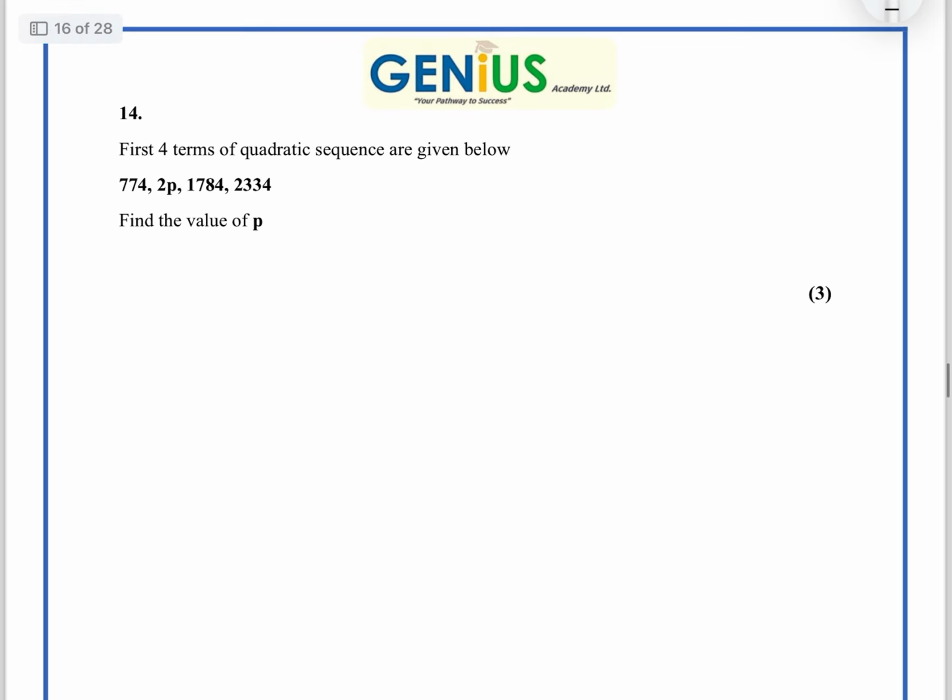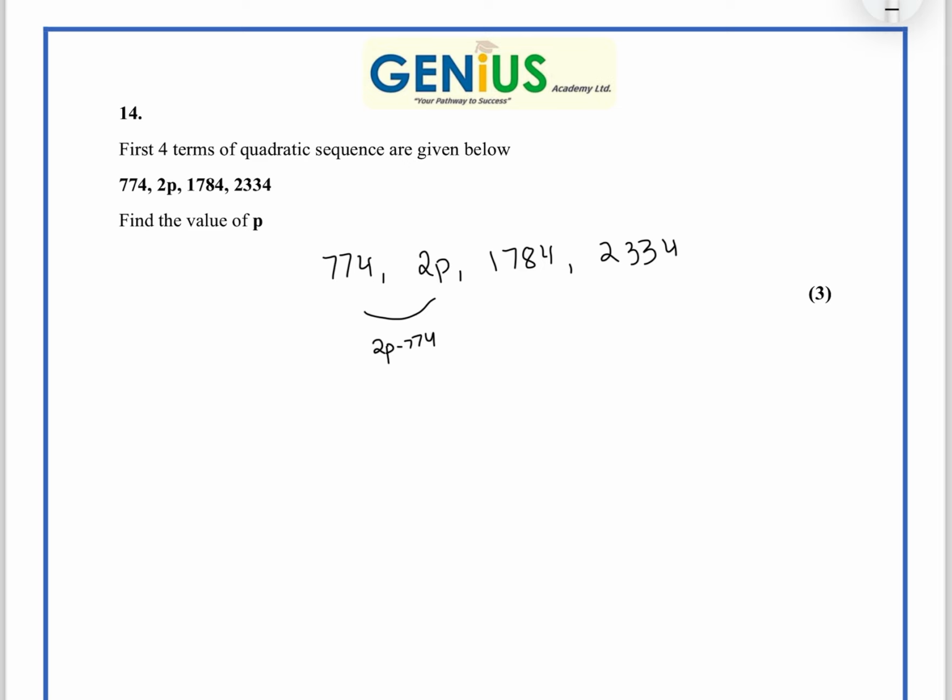Question 14. So we have the first 4 terms of a quadratic sequence and we need to find the value of p. So if I write it out, with a quadratic sequence we know that when you find the differences between the first set of points, they won't all be equal, but when you find the difference between the differences, they should be equal. So maybe it will make more sense if I write it out first.